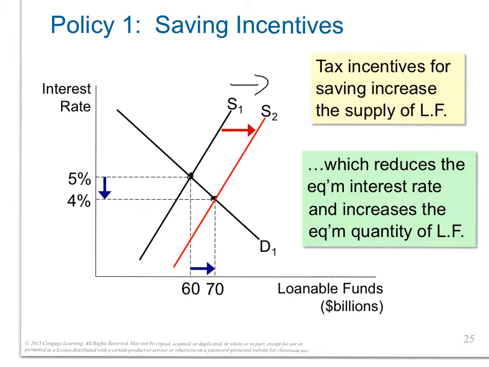And now the three steps of analyzing the policy are: first, which curve is going to be affected? Supply. Second, in which direction? Supply will increase at each given interest rate. And now the third one is comparing the old equilibrium and the new one. As you see, at the new equilibrium, the quantity of loanable funds in the market will increase from 60 to 70 and the interest rate will be lower.